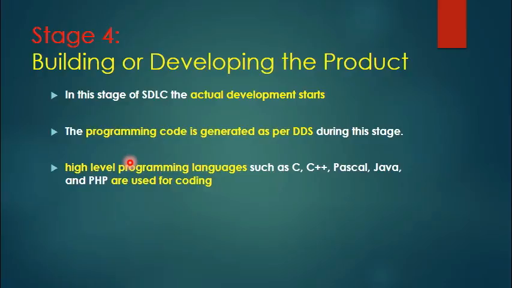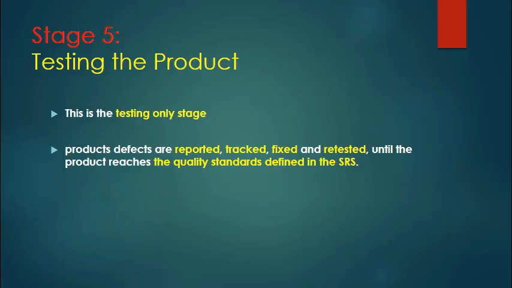The fifth stage, once the software is developed, the next stage comes, that is to test the product, to test the software. This stage is also known as the testing stage. Once the testing is done, it is reported and tracked, means the response of the software or the problems or any kind of shortcomings of the software are noted down and these are fixed and then retested. This continues until the quality standard defined in the SRS is achieved.